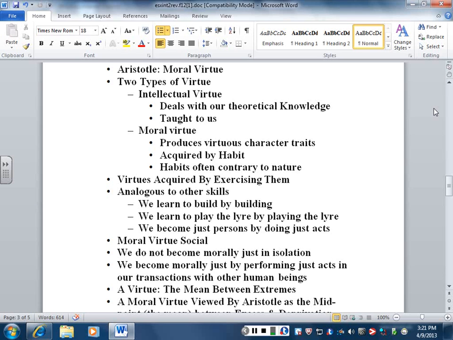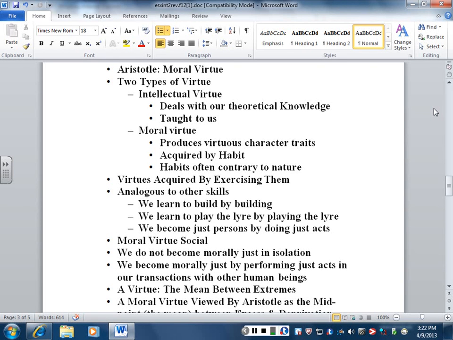And so he says, how do we acquire virtues? By exercising them. Just like we learn to build by building, we learn to play an instrument by practicing it, and he says we become just persons by doing just actions. So we don't become moral in isolation, and it's not a matter of private meditation, but of our public action.